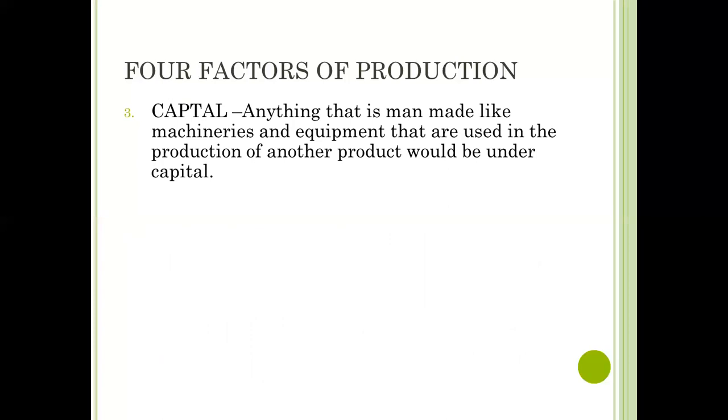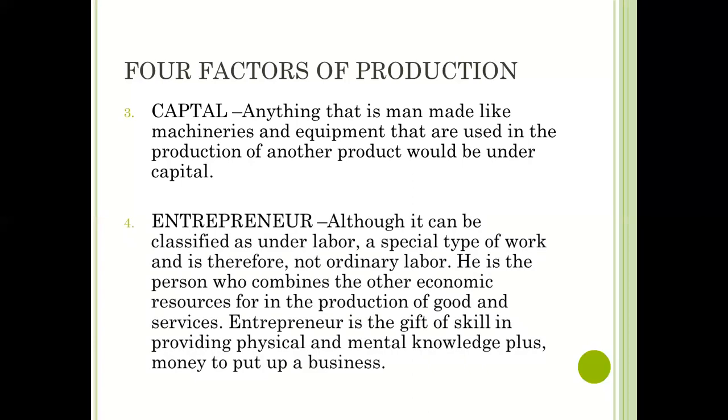So due to man's innovation and encompassing vision of the future, man has created tools and equipment that allowed him to produce his everyday needs. One very good example that we have for capital is technology. And the last factor that we have for production is the entrepreneur.